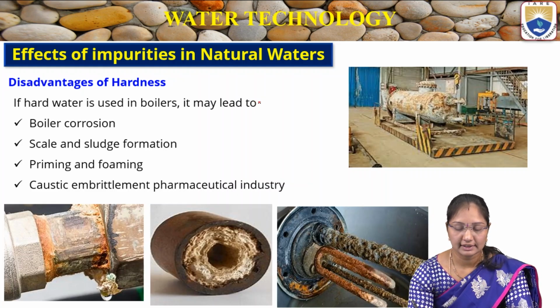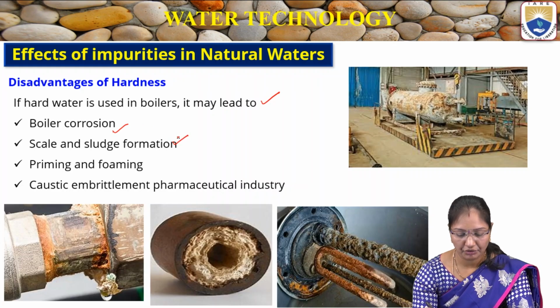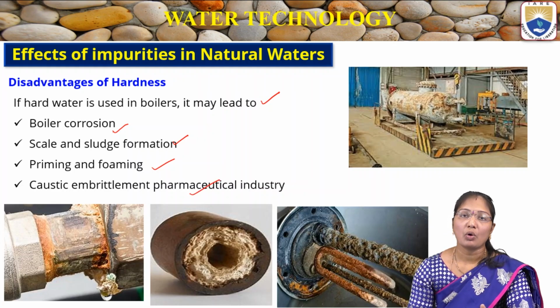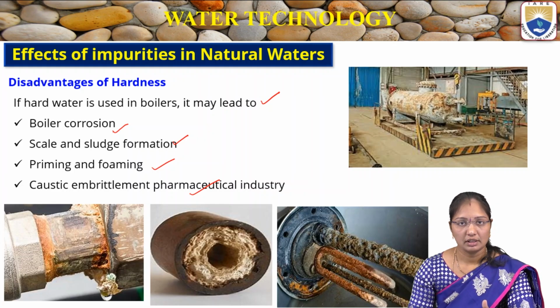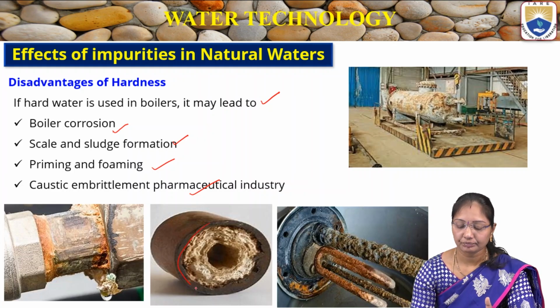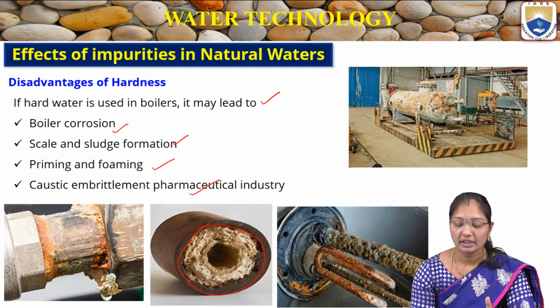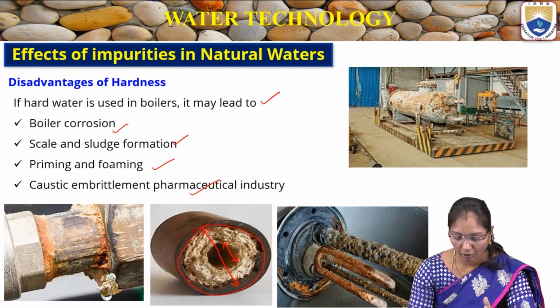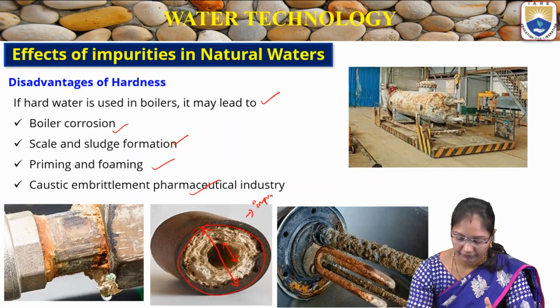If hard water is used in boilers, it may lead to boiler corrosion, scale and sludge formation, priming and foaming, and caustic embrittlement. We know why hardness is caused in water: more salts. Suppose we see here this is the metal. The salts present in the water react and form a scale on the pipeline. Before salt formation, the water flow is from here to here, but after the scale forms, the water flow is reduced to here. So this boiler corrosion happened. This also causes impurities, and waste of energy to pump the liquid or solvent or water through the pipelines.